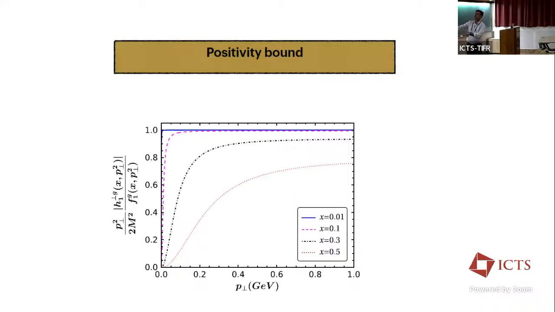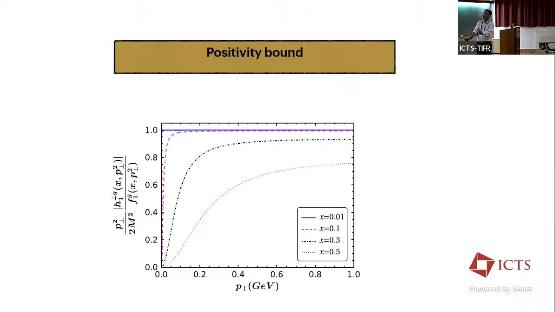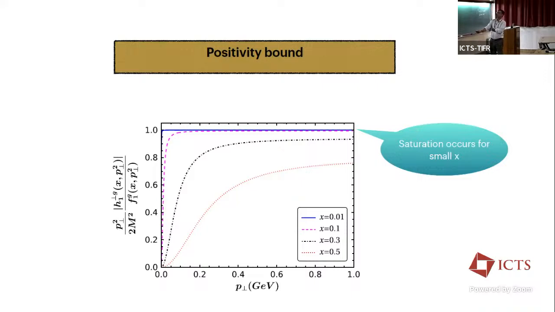For example, here we have shown this positivity bound, this last relation. For different x values, the ratio has to be less than 1. As you go to very, very small x, this positivity bound saturates and it quickly becomes 1. But for larger x, it never saturates, at least for any reasonable value of the p power. So the saturation occurs only for small x.